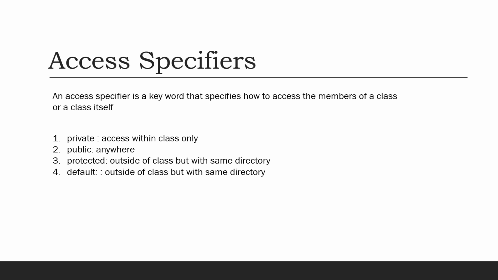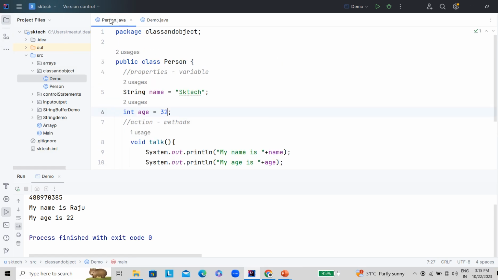Third access specifier is protected. That means if you define protected members, they are accessible outside of the class, but generally within the same directory. And if you do not specify any access specifier, Java is going to define it as the default access specifier. That is what is happening in our case, right? We have not defined any access specifier here.